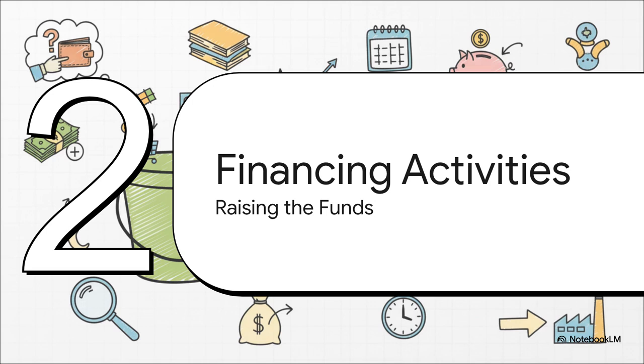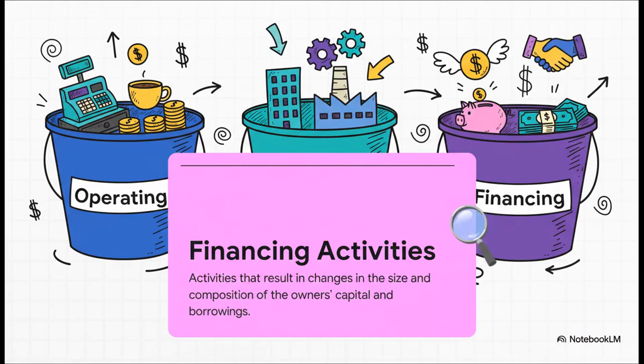Now this one is really interesting because it tells us where the company gets the big money from to start and run the whole show. Financing activities are all about how a company raises capital. Where does it get the money to buy all that machinery we just talked about? Well, it gets it from its owners by issuing shares or by borrowing money, like taking loans.